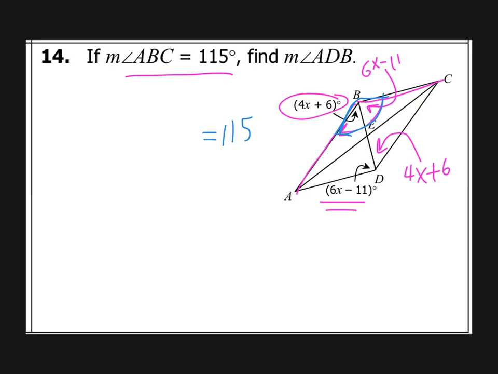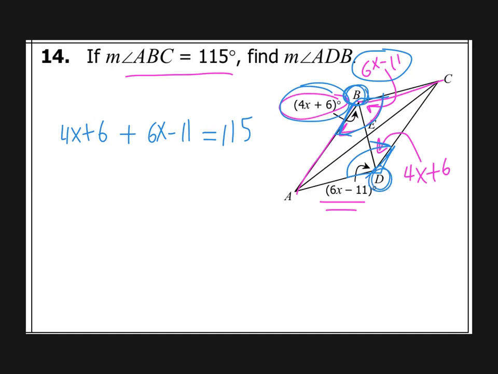Now because I know the big angle is 115, I can take the little piece here, the 4x plus 6, and the 6x minus 11, and I can add them together to say that 4x plus 6 plus 6x minus 11 must be 115 degrees. It's the same thing down here too. This is 115 degrees because this is opposite, right? Angle B and angle D are opposite angles, which are congruent in parallelograms. Opposite angles are congruent, so 6x minus 11 plus 4x plus 6 is still equal to 115.